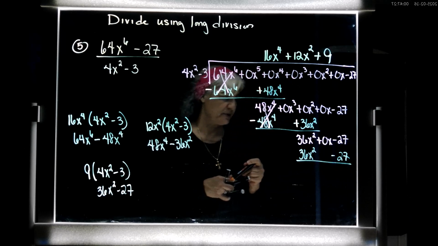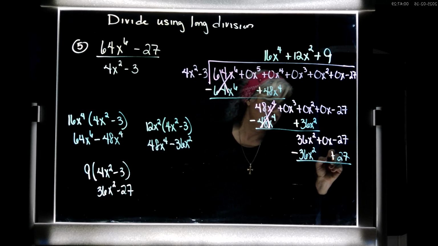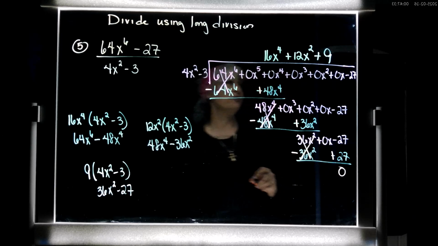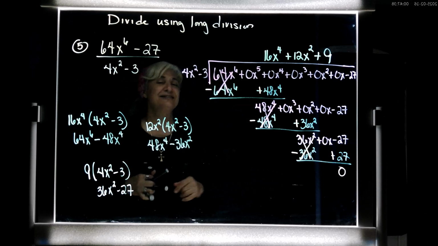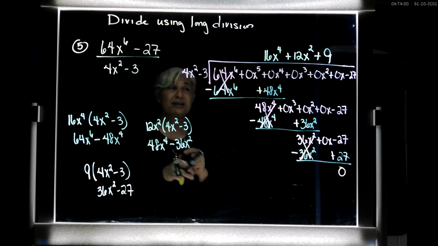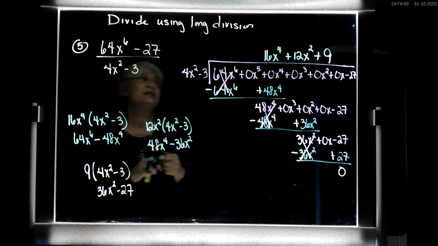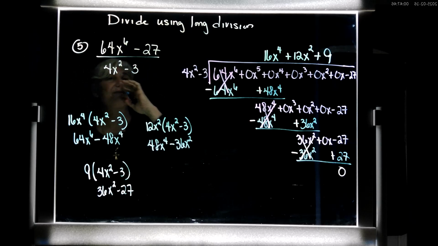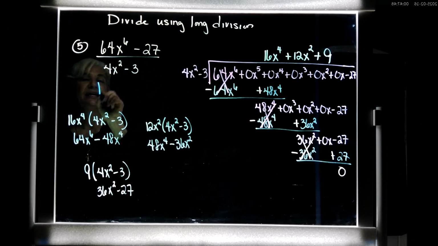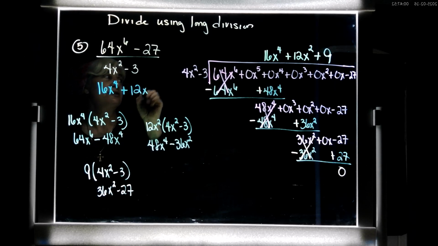subtract. So this becomes subtraction. This becomes addition. First term drops out. I end up with a 0. It went in evenly. Yay! Did you get that? High five. Okay, so this sixth degree divided by the second degree gave me 16x to the 4th plus 12x squared plus 9.